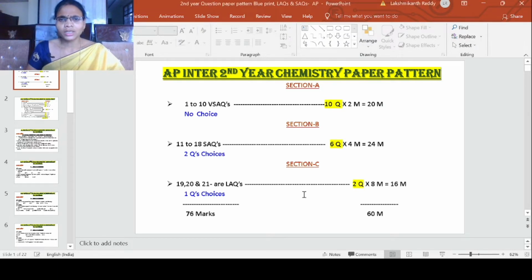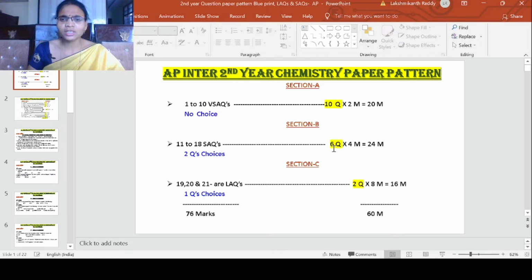So, AP second year chemistry paper pattern. We will have three sections. In the first section, section A, there will be 10 questions, 10 VSQs. We need to write answers for 10 questions. Each question carries 2 marks. We'll get 20 marks.